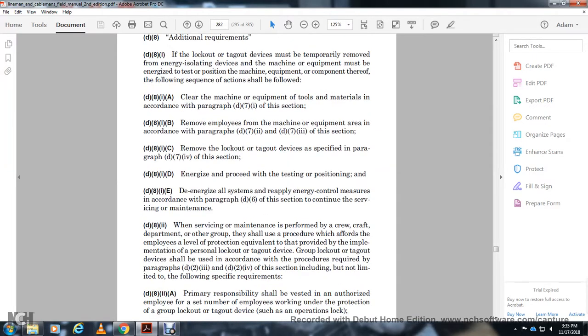D8. Whenever servicing or maintenance is performed by a group, craft, or department, they shall use a procedure which affords the employees a level of protection equivalent to that provided by the implementation of a personal lockout or tagout device. Group lockout or tagout devices shall be used in accordance with the procedures required by paragraphs D3, D23, and D24. The procedure shall include, but not be limited to, the following specific requirements.